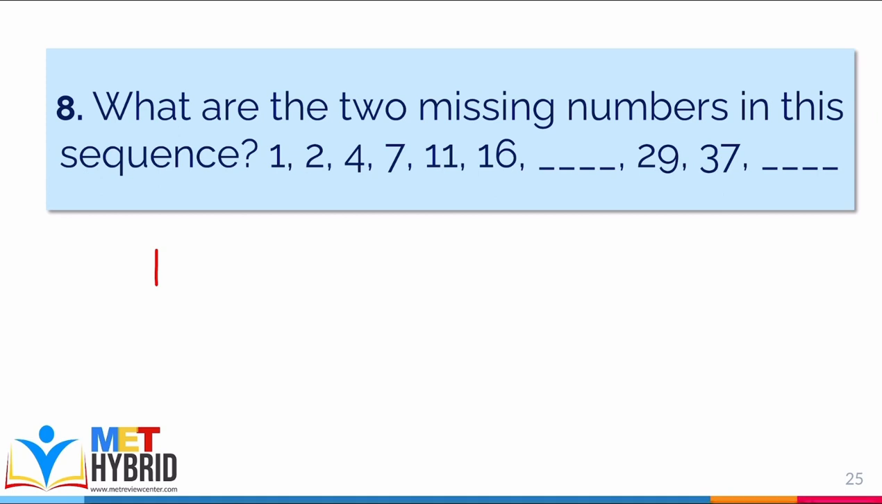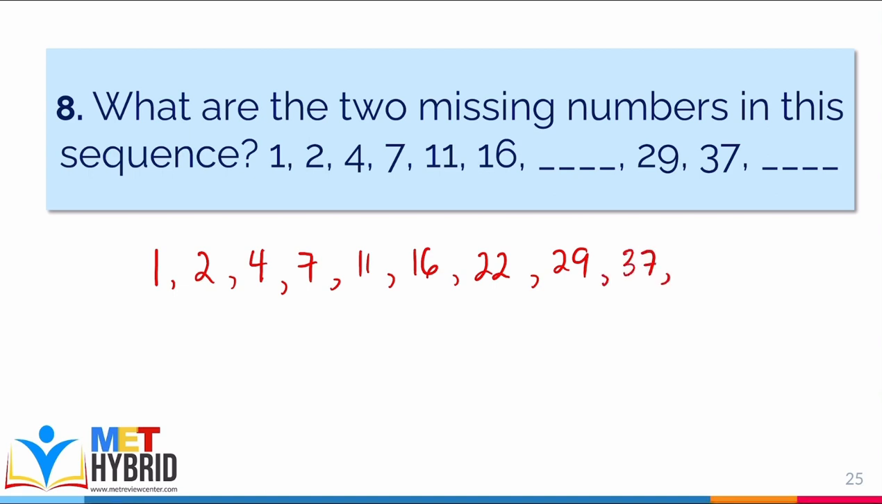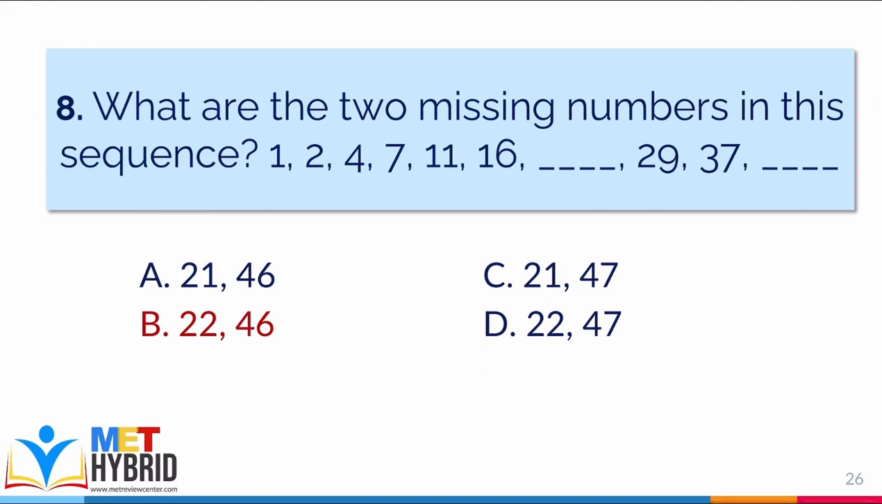One plus 1 is 2, plus 2 is 4, plus 3 is 7, plus 4 is 11, plus 5 is 16, plus 6 is 22, plus 7 is 29, plus 8 is 37, plus 9 is 46. Therefore, the answer is B, 22 and 46.